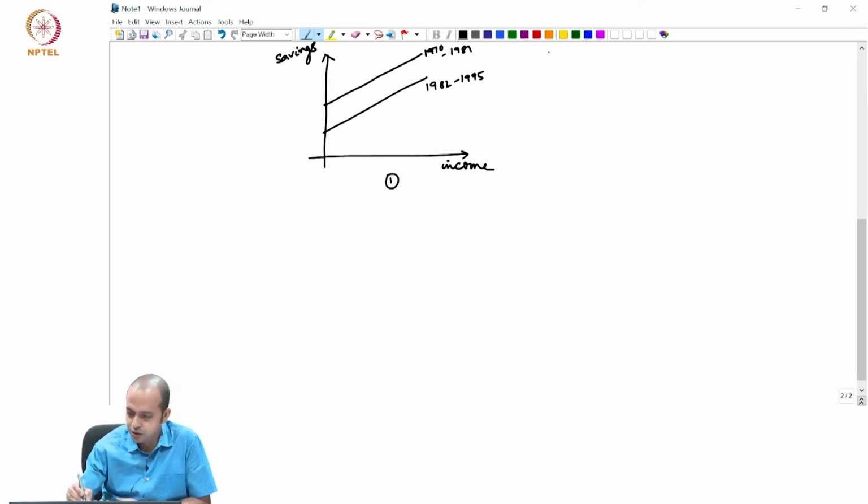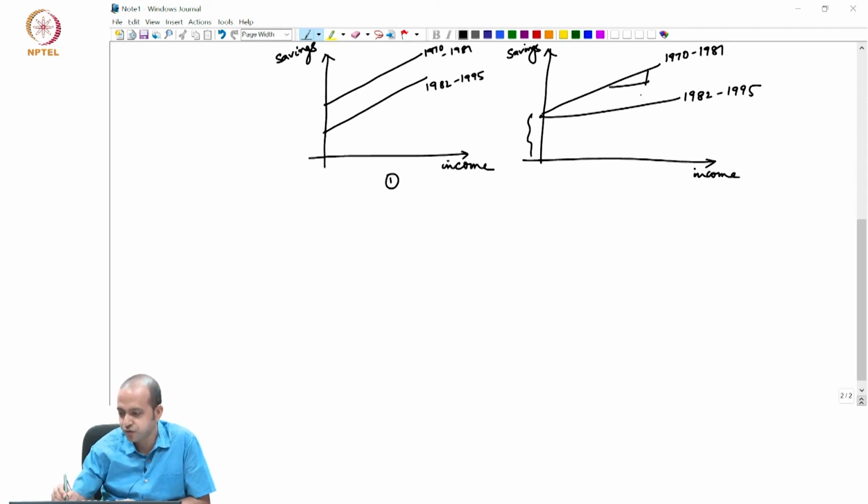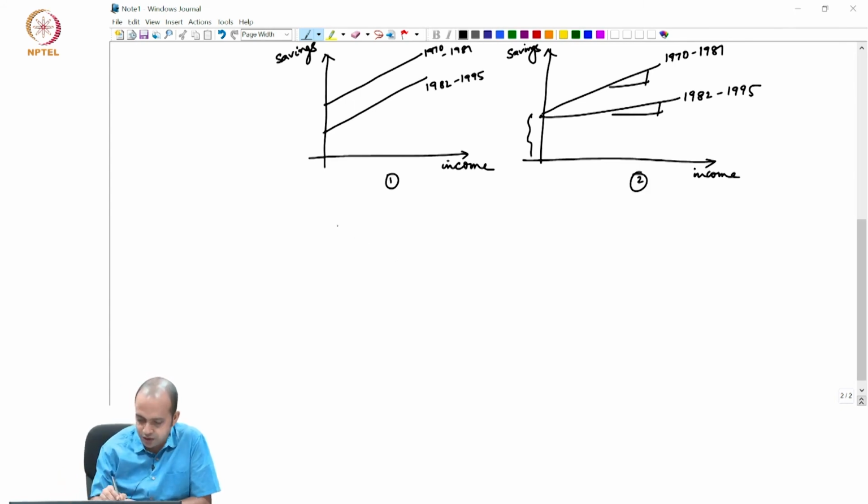In this case, income, saving. So, this is 1970 to 1981, this is 1982 to 1995. So, the intercept is the same, but the slope is different. That is case 2.